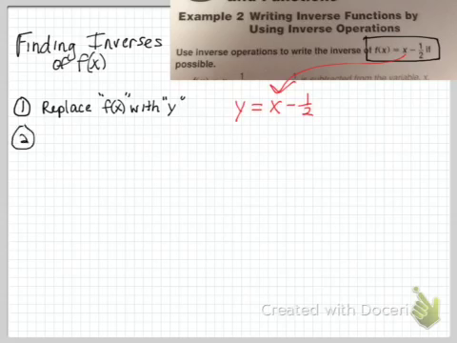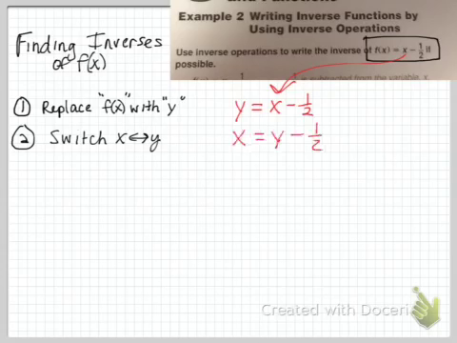Step 2 is to switch x and y. So switch places, make x be where y is, and make y be where x is. And your last step, step 3, sorry, there's 2 more steps. Solve for y.